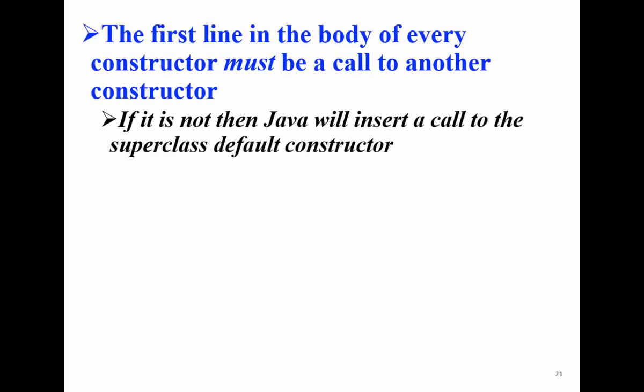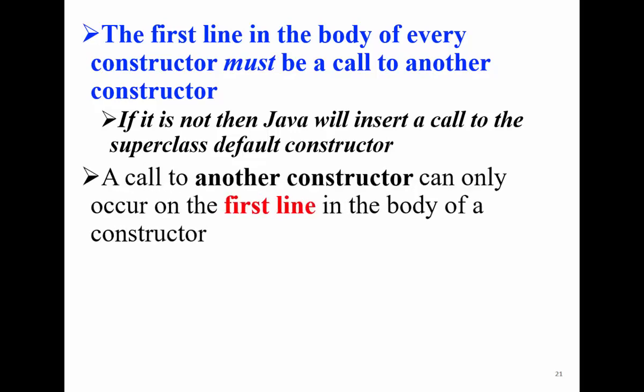The first line of the body of every constructor must be a call to another constructor, which is the constructor from the superclass. If you don't do this, Java will insert it for you by calling the default constructor, which is super with empty arguments. A call to another constructor can only occur on the first line. You cannot put it on the second or third line.